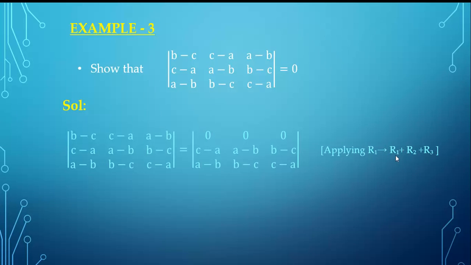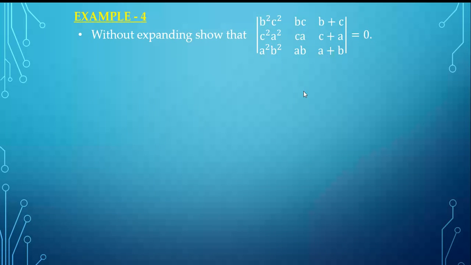So R1 becomes R1 plus R2 plus R3. It becomes 0, because we used R1 plus R2 plus R3. So all these, when we add, become 0. Similarly here, when we add, this becomes 0. After that, we know the property that if any row or any column has all elements 0, then the determinant value is 0, right? So we can prove that this determinant value is 0. Clear? Let's take another example.